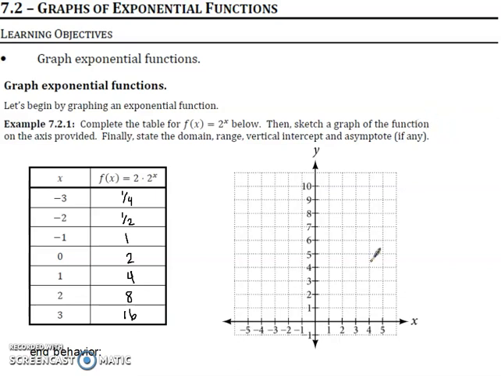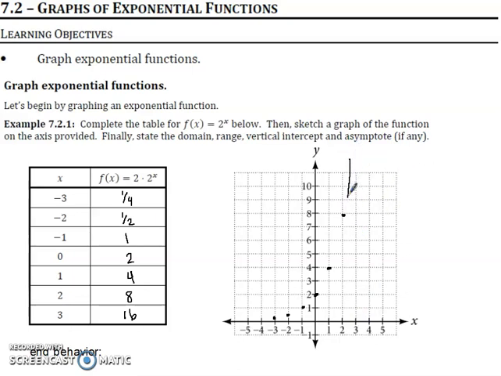And I will plot these on my graph. So I have -3, 1/4, which is approximately here. I have -2 and 1/2, which is about just a little bit higher. -1 and 1, 0 and 2, 1 and 4, 2 and 8, 3 and 16, which is off my graph.